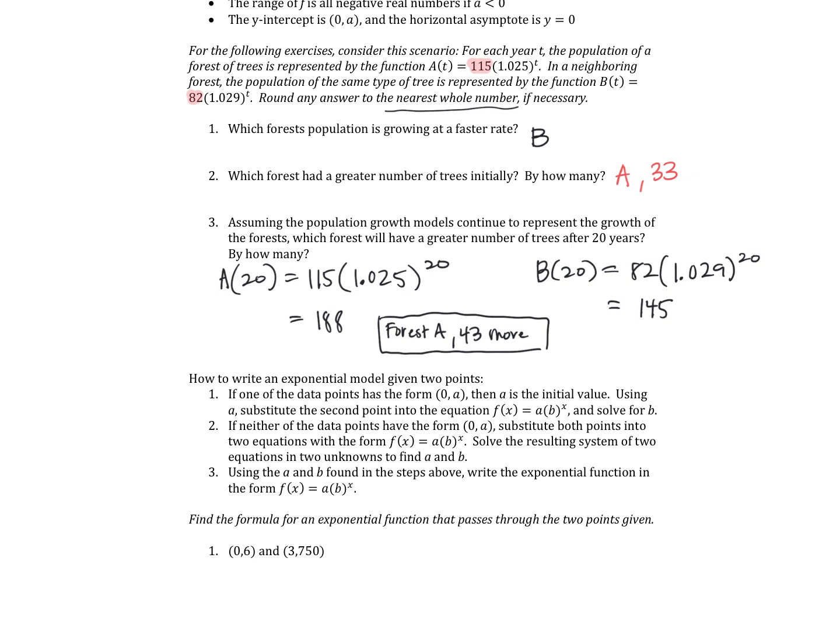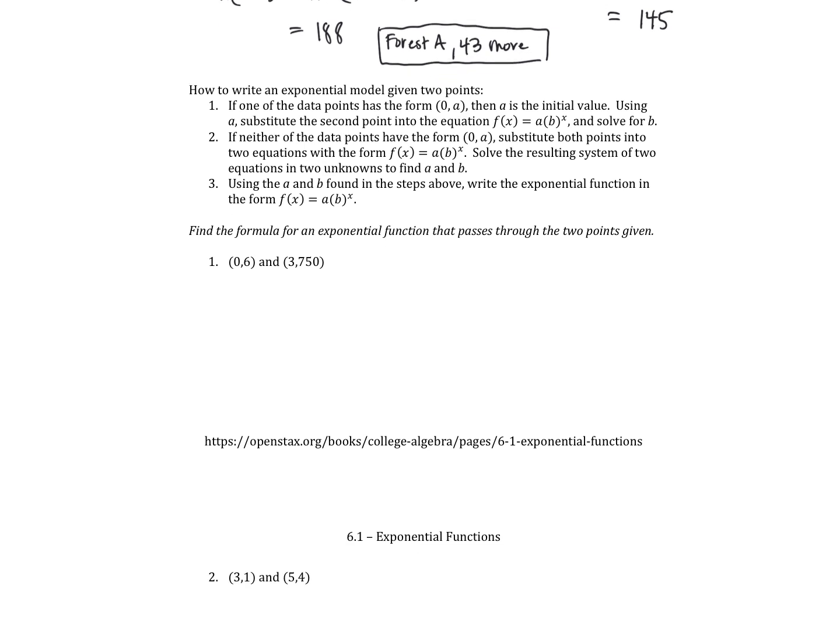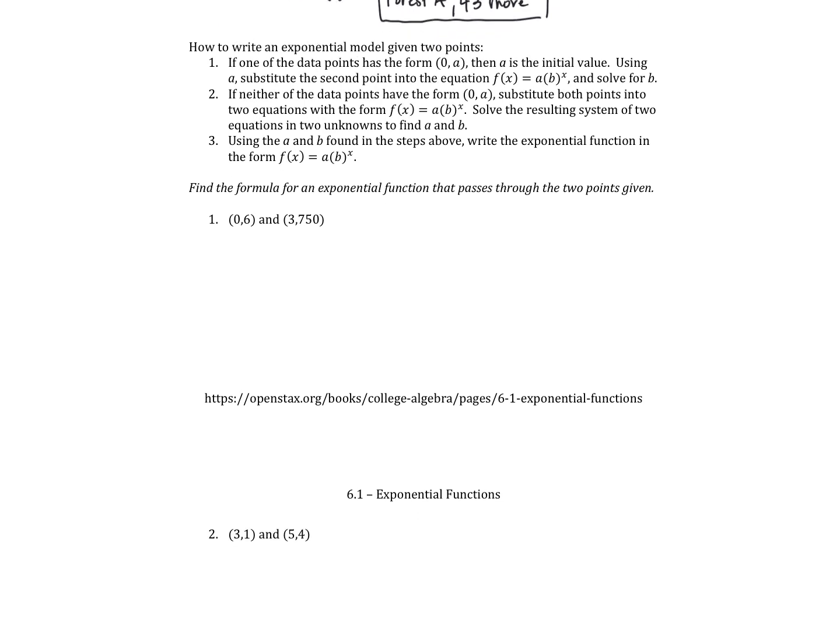So next we have directions on how to write an exponential model given 2 points. So this will be an important skill that you want to make sure you know how to do. And the examples we'll show are number 1 and 2 following. So first, if one of the data points has the form (0, a), then a is the initial value. Using a, substitute the second point into the equation and solve for b.